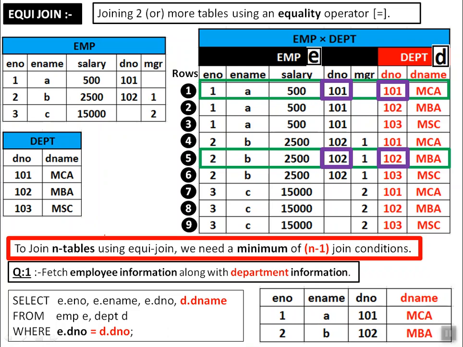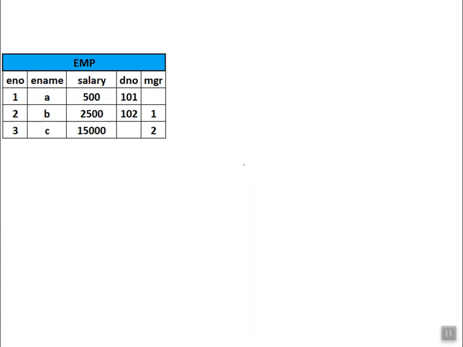That is equijoin, guys: joining 2 or more tables using the equality operator. This happens mostly with a child column and a parent column, because D number is a foreign key referring to this column. So it always happens with the child and parent. Now, continue with the next type of join.